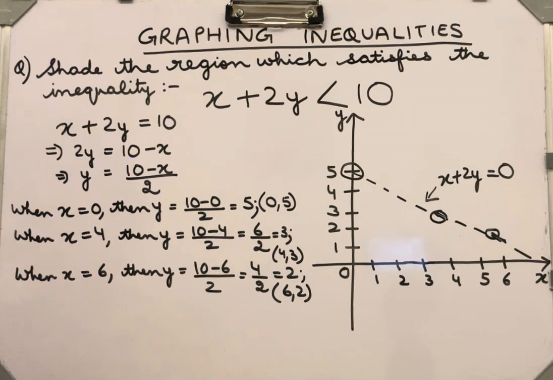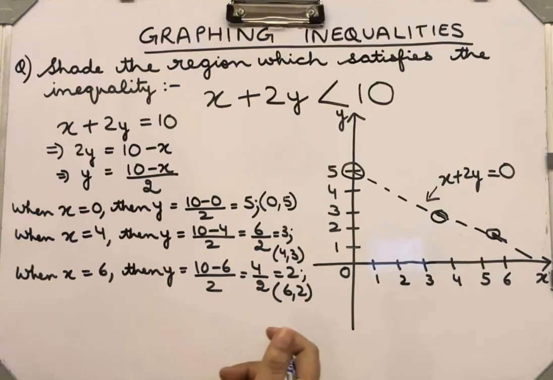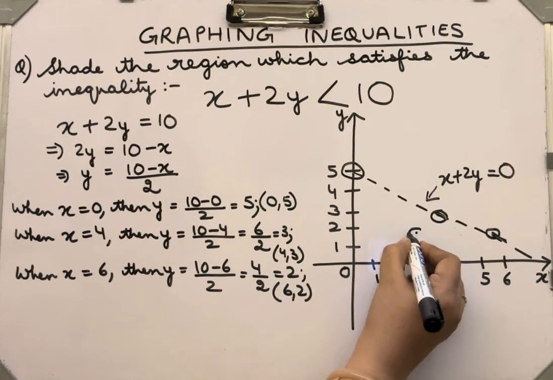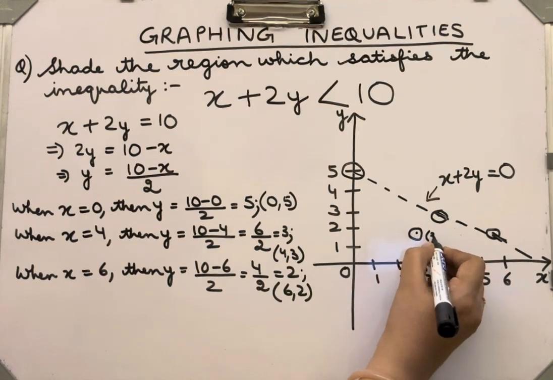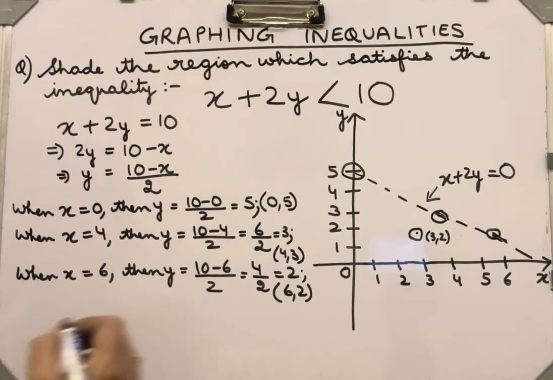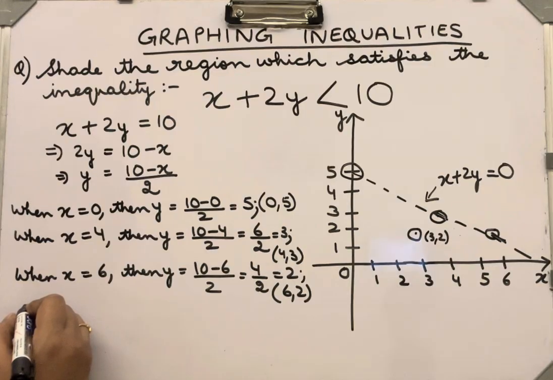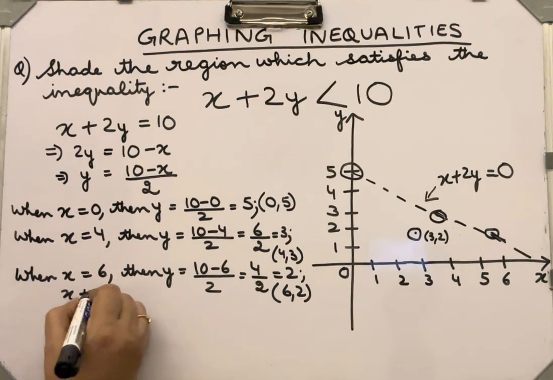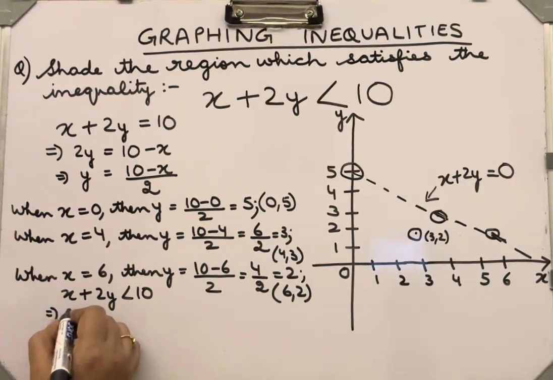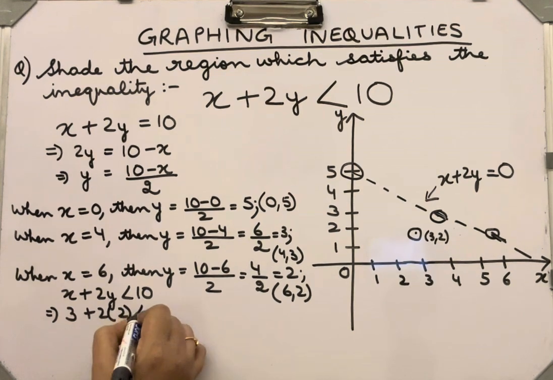We will select a point on either side of the line. Suppose we select 3 and 2. Now let's find out by substituting 3 and 2 in the given inequality. In the given inequality, we know that x plus 2y is less than 10. Now we substitute the values. So this follows 3 plus 2 multiplied by the value of y, which is 2, is less than 10.